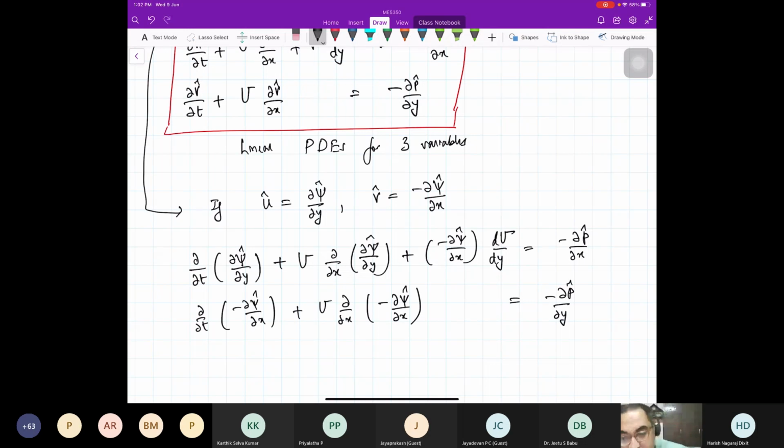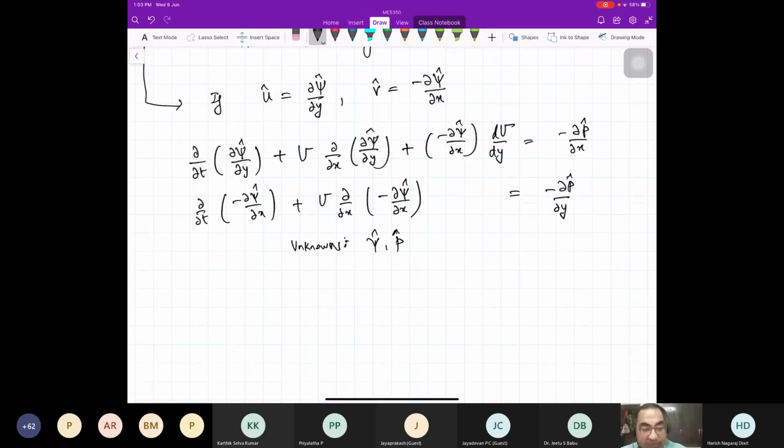Okay. Now I have two equations in two unknowns. The unknowns are psi hat and p hat. I've got rid of u and v. I've written everything in terms of psi hat. I have two equations and two unknowns. I can reduce it to one equation and one unknown. How do I do that? If I look at the right hand side, I have ∂/∂x at the top and ∂/∂y on the right hand side for pressure. I can eliminate the pressure by just taking the y derivative of the first equation, the x derivative of the second equation, and then I subtract one from the other.